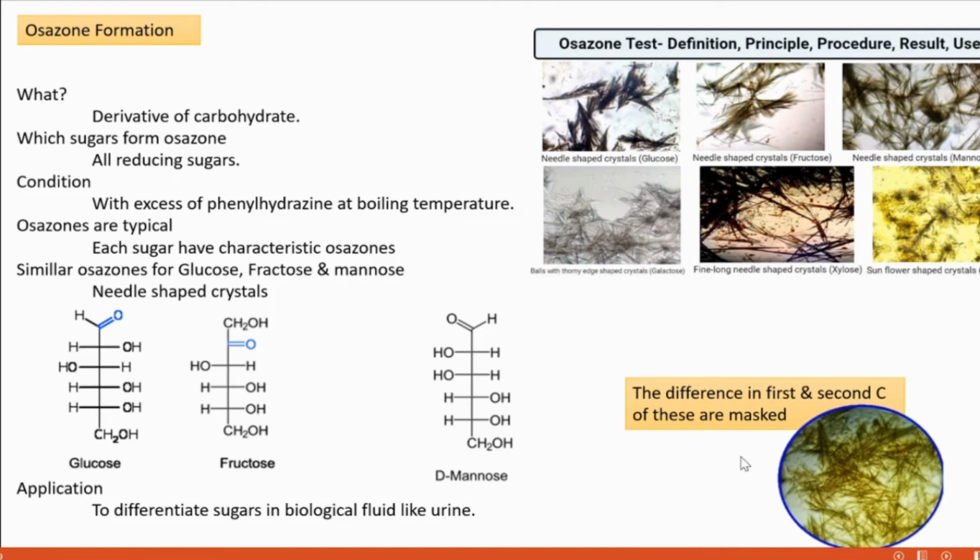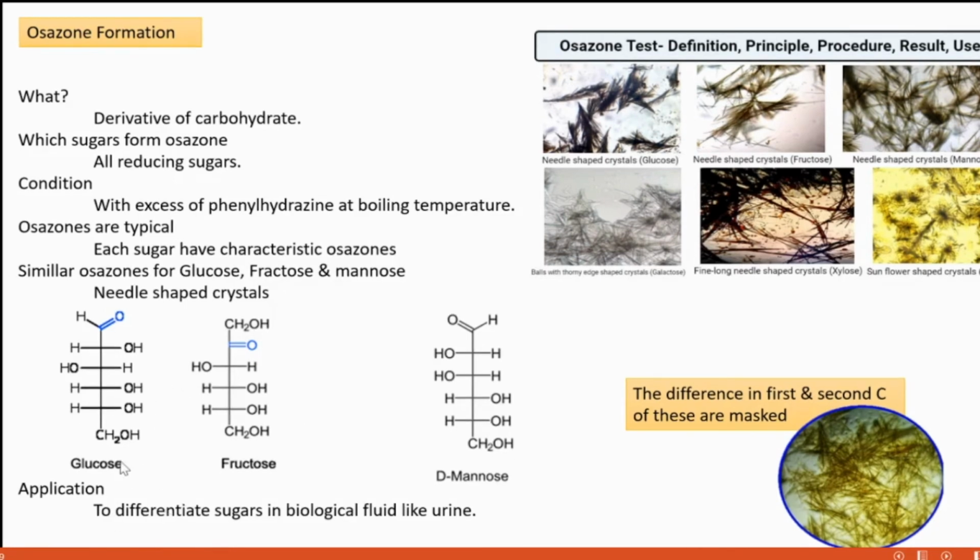Why is it so? Because glucose, fructose and mannose differ with respect to the first and second carbon. And that difference is masked during the formation of this osazone. That's why all the osazones formed out of these three isomers resemble each other, with a similar appearance.